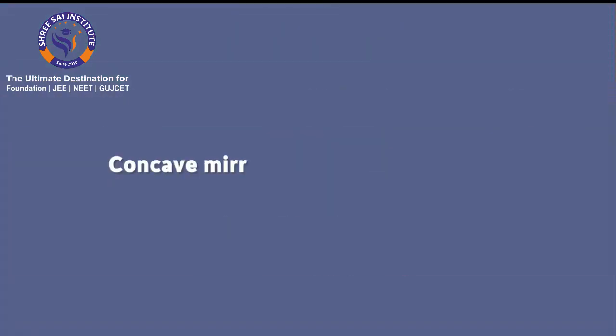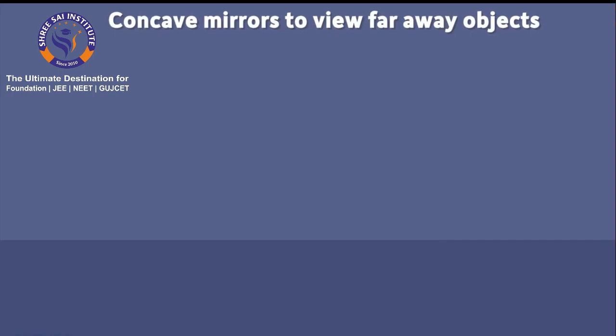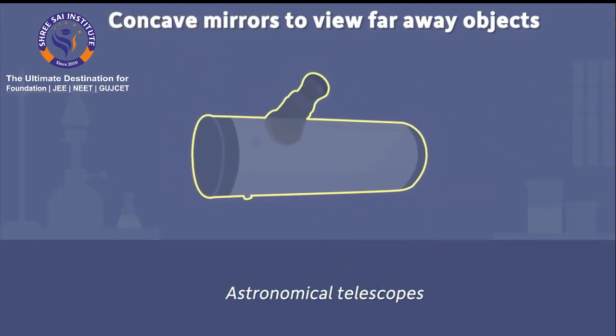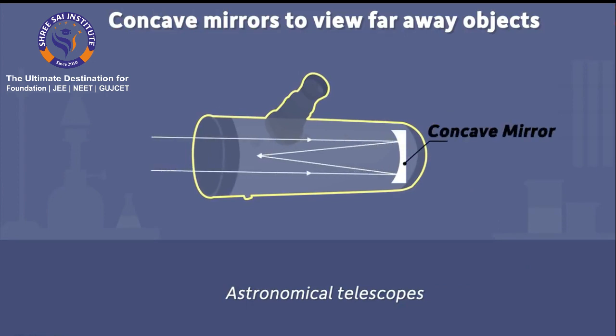We can use concave mirrors to view the objects which are very far away from us. Yes, I am talking about the astronomical telescopes. How is a concave mirror used in a telescope? When the parallel rays of light from the distant star enter the telescope, they fall on the concave mirror which is placed on the opposite side. This concave mirror then converges all the light at a focal point. So the image of the star is formed at this point in space.